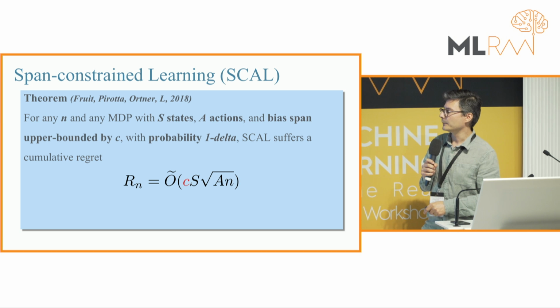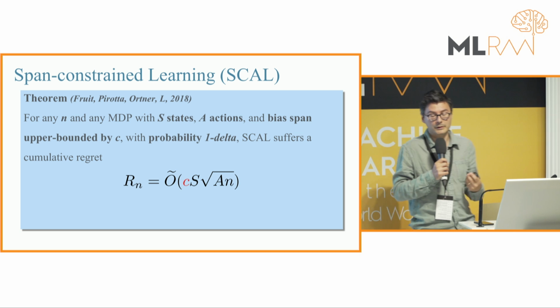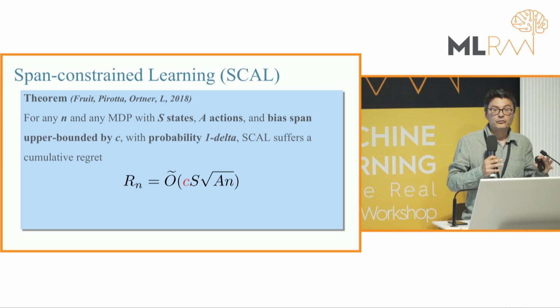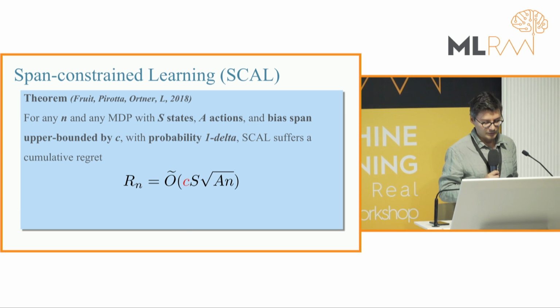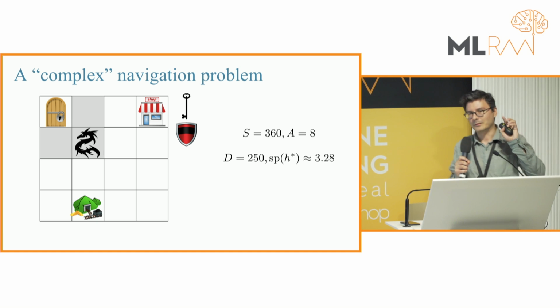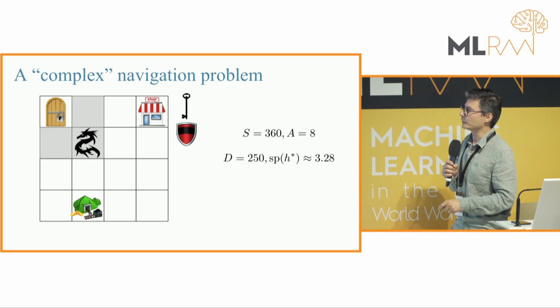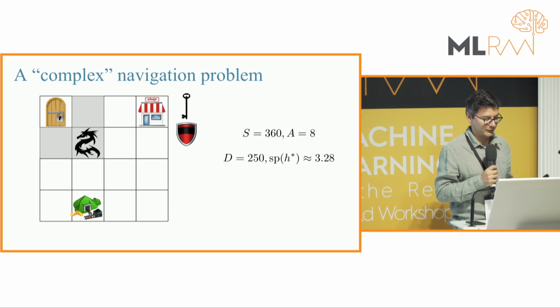We replaced that diameter there by the constraint that we impose, which we assume to be an upper bound on the true range of the value functions. So far, it's just a change in the letter from D to C, so it doesn't seem that important, except when we move to practice, and by practice I mean something very toyish: a simple navigation problem where an agent has to go and mine some gold to have some money, go to the shop, buy a shield to pass through the dragon, and so on. So it's a sort of complex navigation problem.